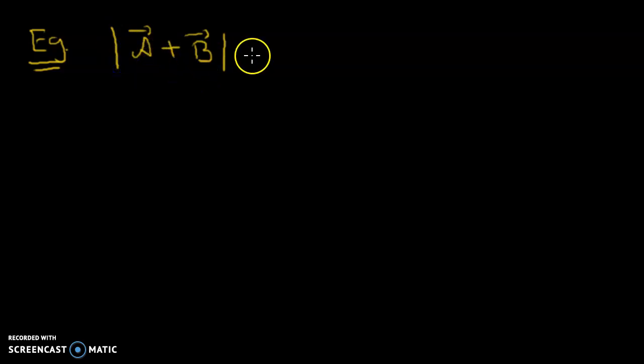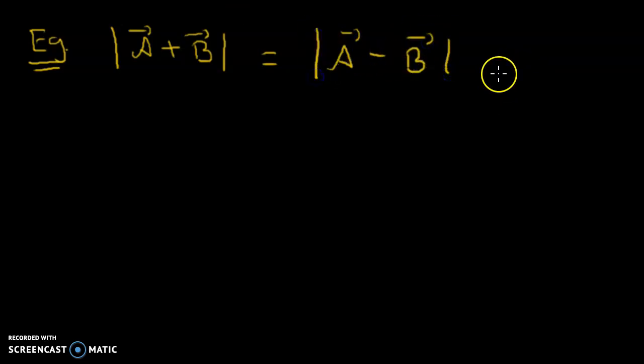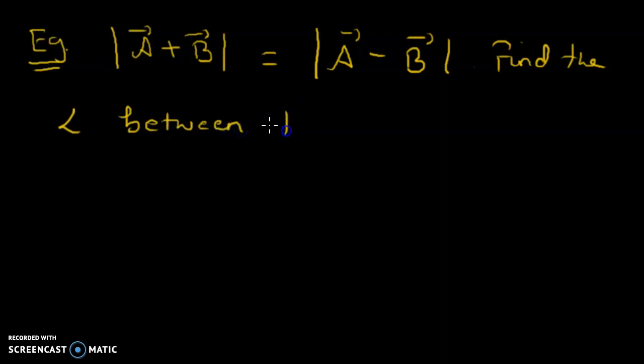So one question is again: if the sum of two vectors is equivalent to the difference of the two vectors, find the angle between them. So this is the problem.